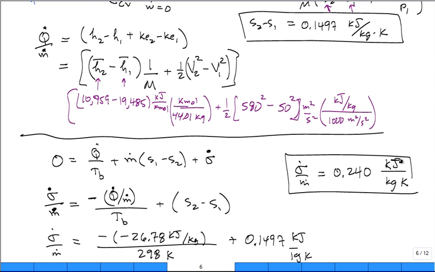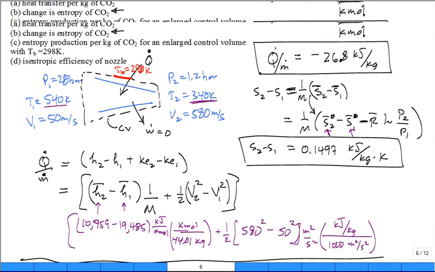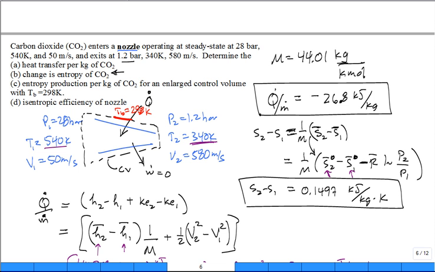Yes, yeah. It's given, otherwise it's impossible. And it says basically do an enlarged control volume such that you get out to a constant boundary temperature. And that's 25 degrees C, so 298 Kelvin. Ready for the last part?